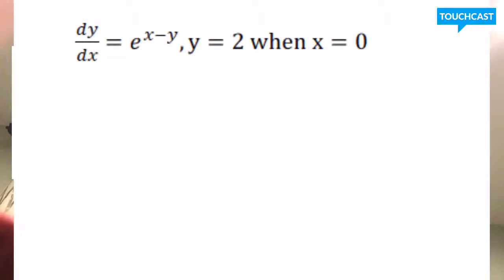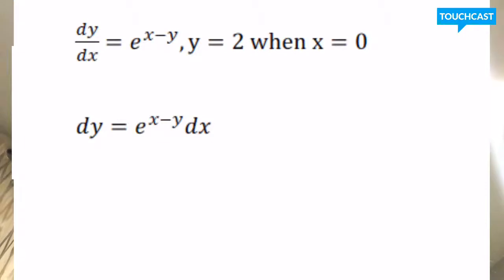Here's a new example. I want to solve this separable differential equation. My first step is to try to get the x's on one side and the y's on the other. So I'll multiply both sides of this equation by dx, with dy equals e to the x minus y times dx. This might seem difficult to separate the x from the y here, but remember this rule that you learned in Algebra 2 probably, maybe Algebra 1.